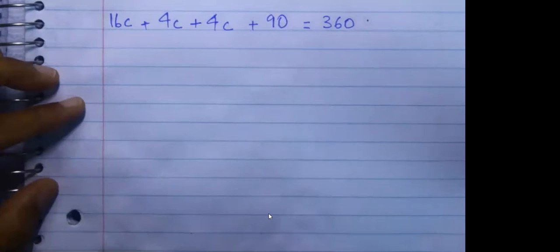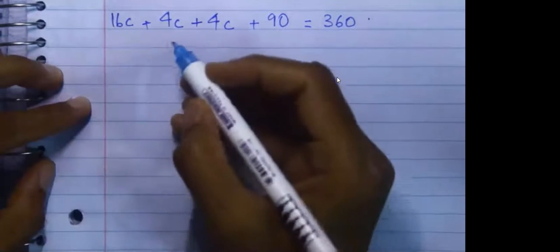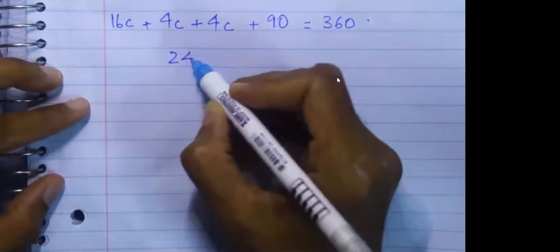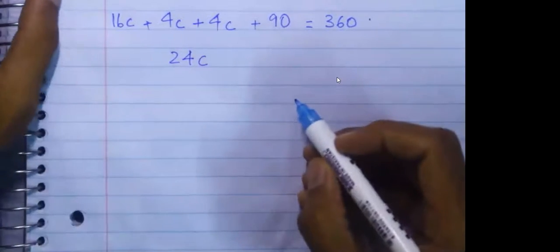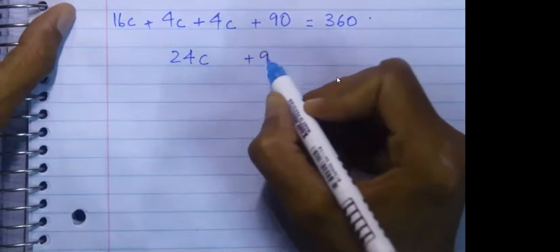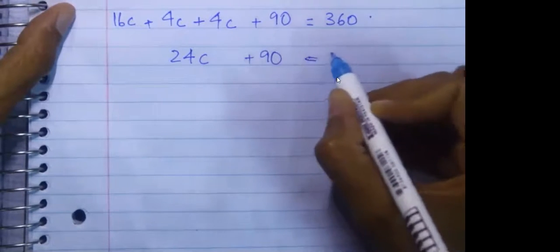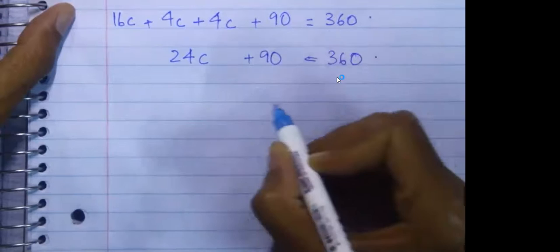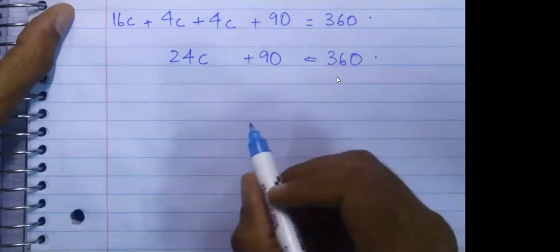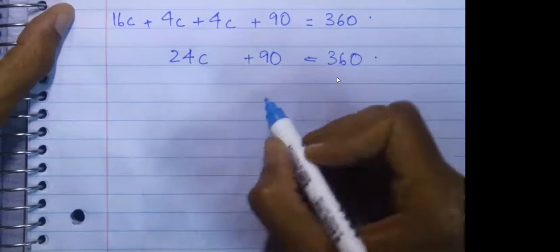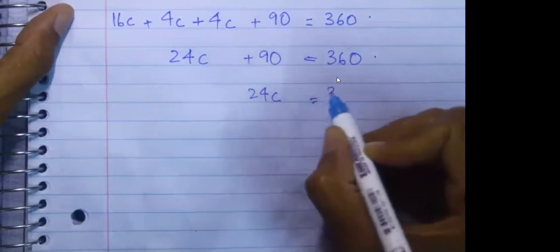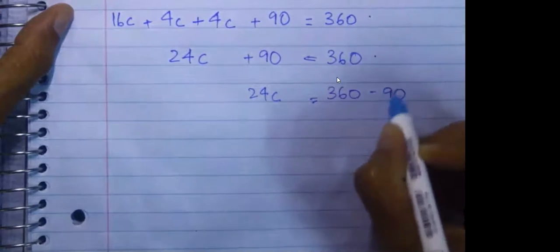Uswa, can you help me? Yes. So first you will add all of this. First you will add 4c, 4c, and 16c, and you will get 24c. Very good, 24c, plus 90, then equal to 360. And then you will write 24c is equal to 360 minus 90.